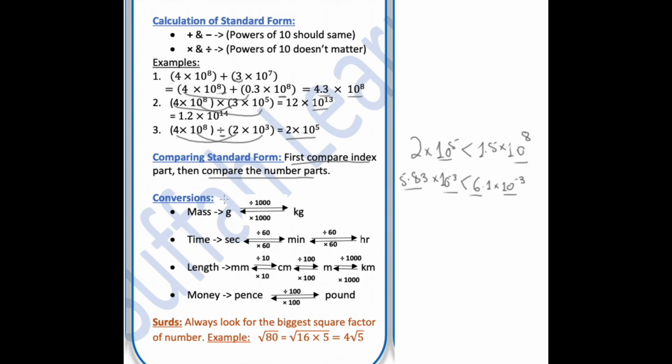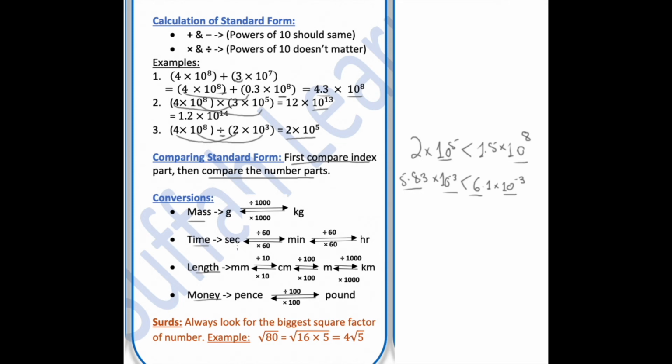In conversions, you will have to convert one unit into another, and here there are different quantities like mass, time, length, and money. You will deal with a lot of questions in which you have to convert these quantities from one unit to another, so you have to remember all these. For example, if you convert gram to kilogram, you always divide by 1000, and if you convert kilogram to gram, you multiply the quantity by 1000.